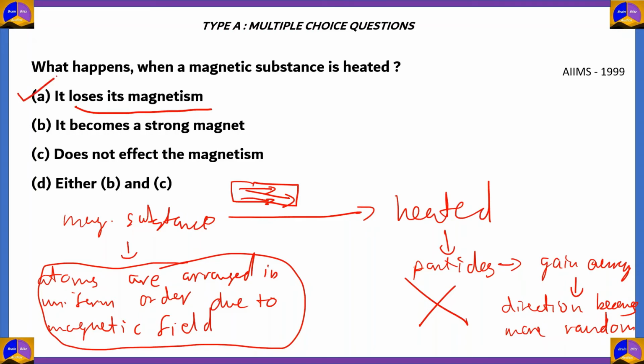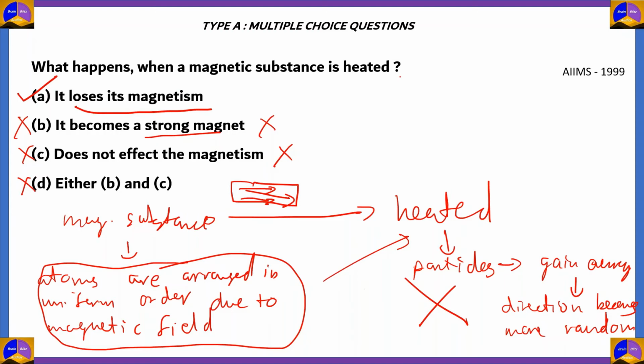So therefore, option A is the right option. Option B is incorrect because if it becomes a strong magnet, then the atoms arranged in uniform order have to be more in that material, which is not the case when a magnetic substance is heated. Does not affect magnetism is incorrect because magnetism is dependent on the uniform order of the constituent particles, which when heated is getting lost. And either B and C is also incorrect because both of these statements are wrong. So the right answer is option A.